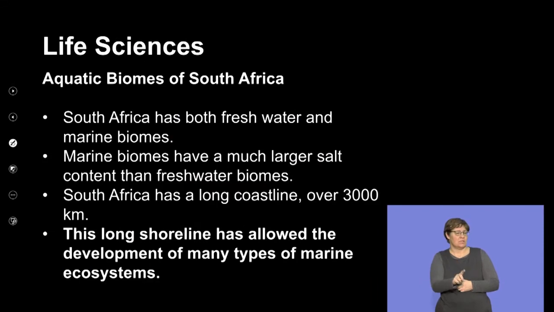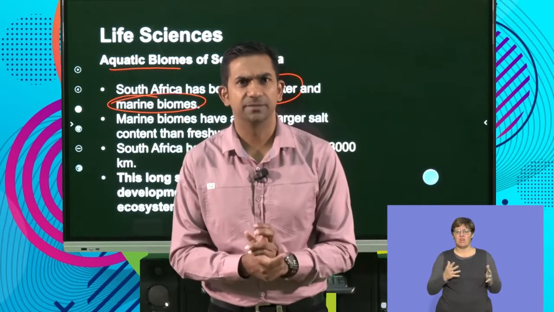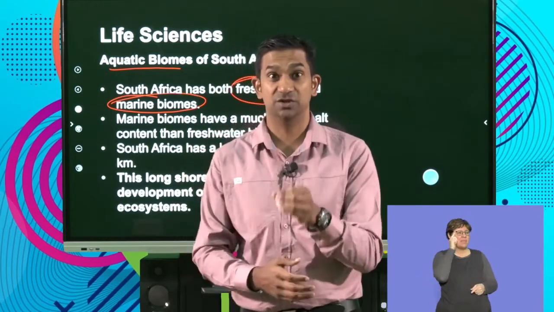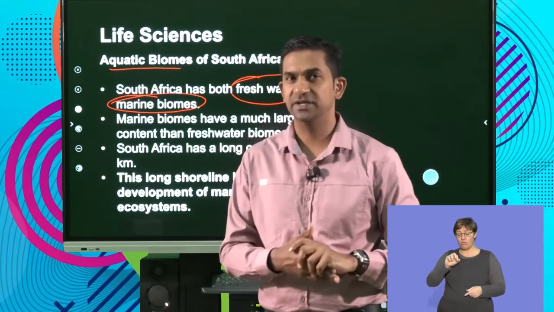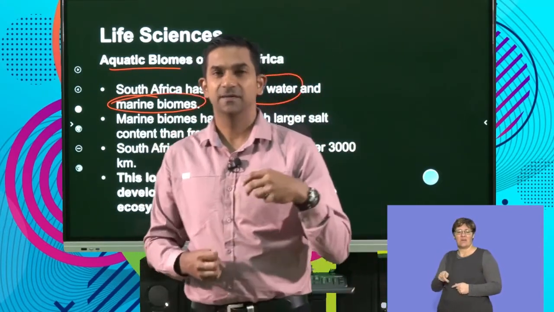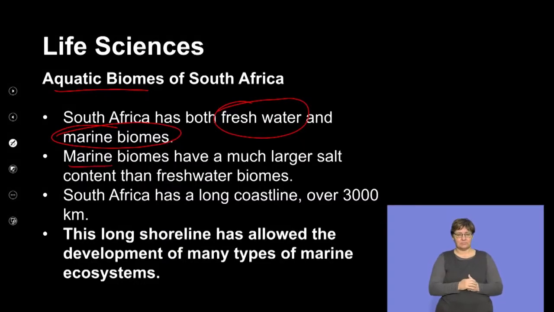So guys, when we look at the aquatic biomes in South Africa, we've got to recognize we have freshwater biomes and marine water biomes. So what is it that we mean when we refer to a freshwater biome? Think of all those water bodies that do not have salt, okay? And if we talk about the marine biomes, we're referring to essentially those biomes that have presence of salt in the water. So your marine biomes are much larger in terms of area, and they have a large salt content when compared to your freshwater biomes.